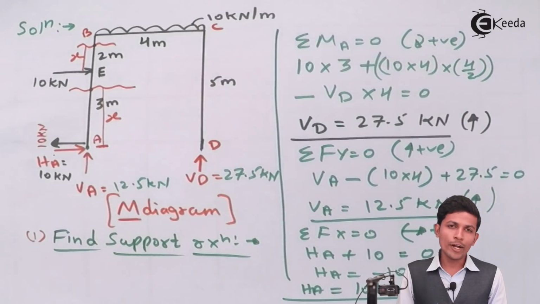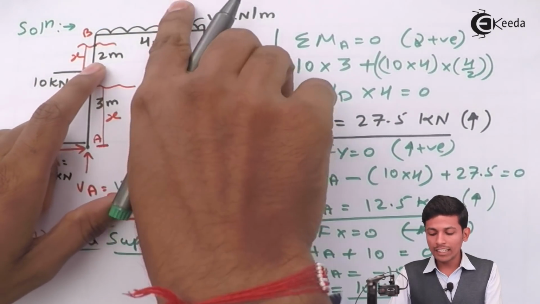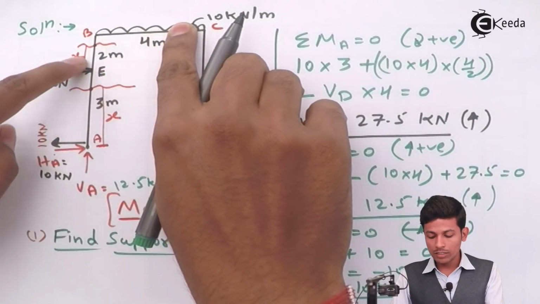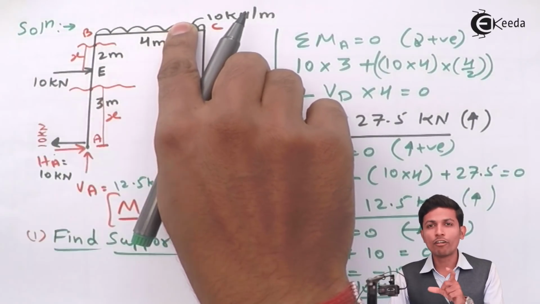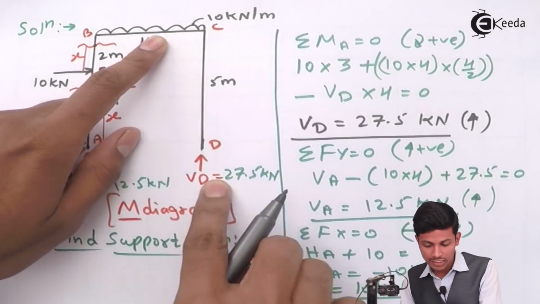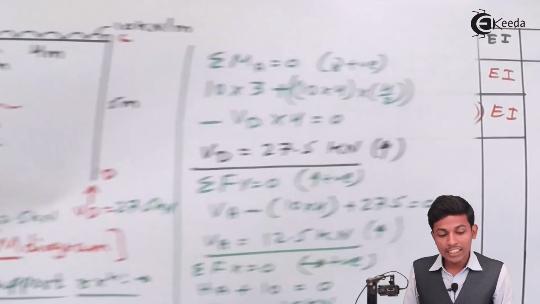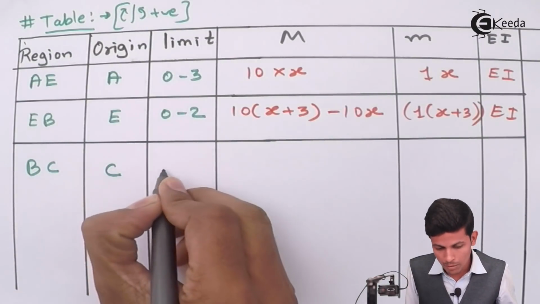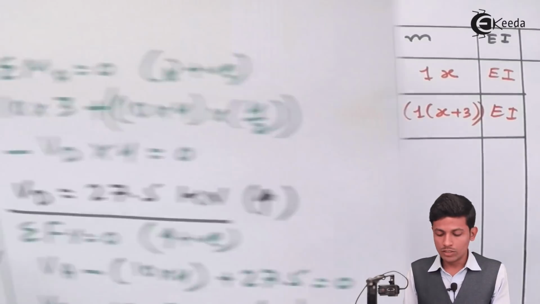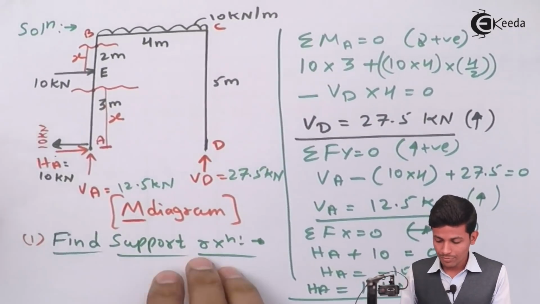But see, when we are taking the origin at B and taking a section over here, this part is a little bit complicated for us. For time saving, you have to take the origin at C and you have to see this side, because this side has no load, only one load is there. Okay, now take origin at C. The limit will be 0 to 4.